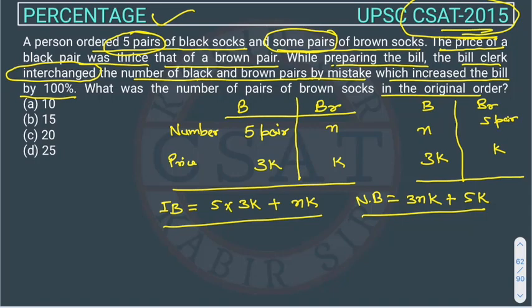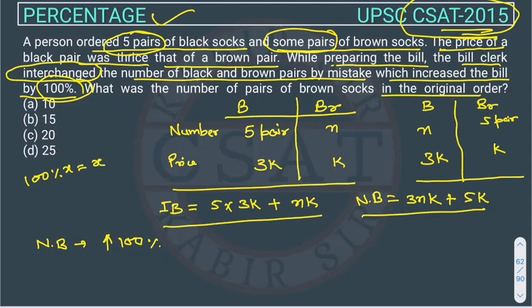Now what happened? What's given in the question is that the bill got increased by 100%. So what is given? The new bill increased by 100%, right? So we already know that 100% of some number is that number only.